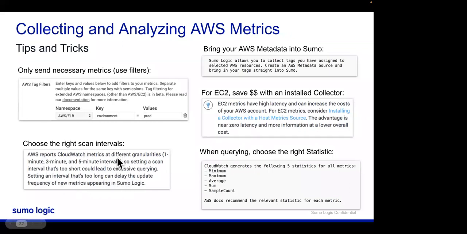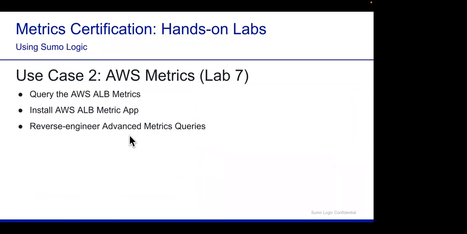This point right here, you will see, is a question on the certification exam, which is why I pointed it out. As you go in here and install certain apps like AWS CloudTrail, AWS CloudWatch for your metrics, you can take advantage and do that. So what they want us to do is go ahead and query our AWS ALB metrics.